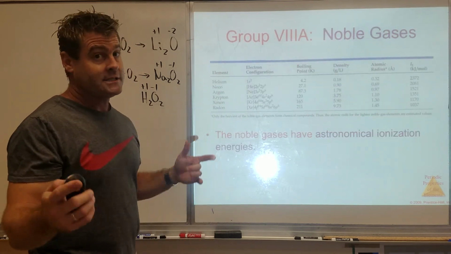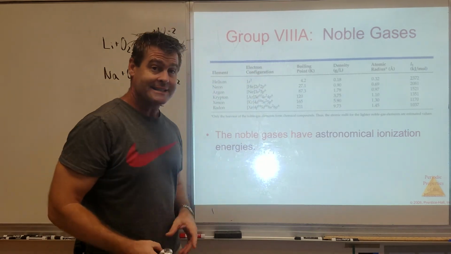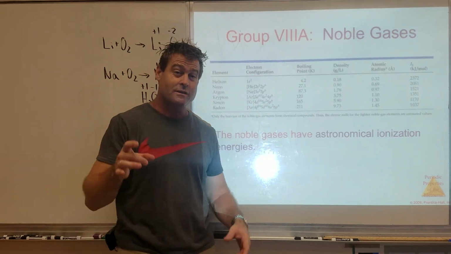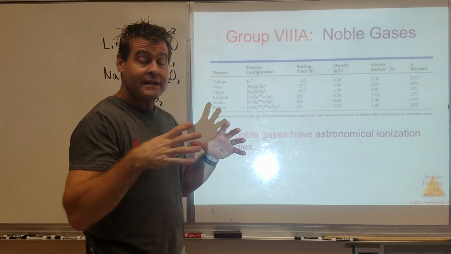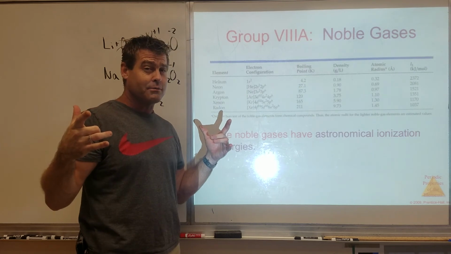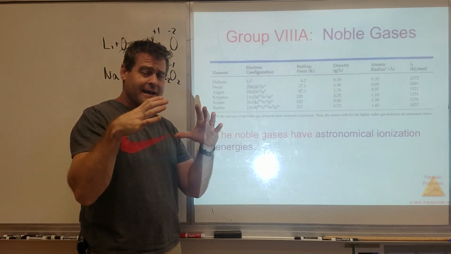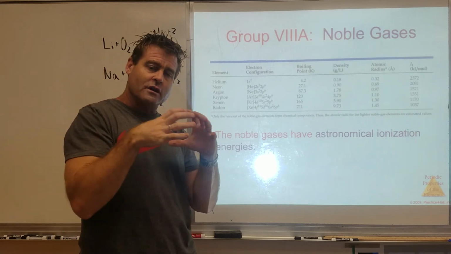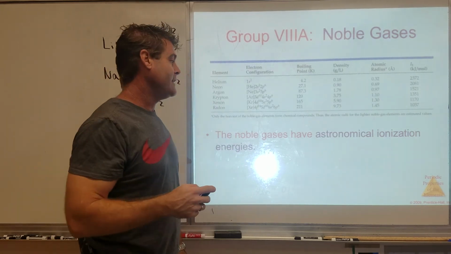Okay, noble gases, almost done here, guys. Noble gases, far right. It says astronomical ionization energies. What that means is it takes an extreme amount of energy to remove the valence electrons from noble gases, and that's not surprising because you remember it's already in a very stable state. The outer shell is full, they're strongly attracted to the nucleus, therefore it's going to require a lot of energy to remove any valence electrons.